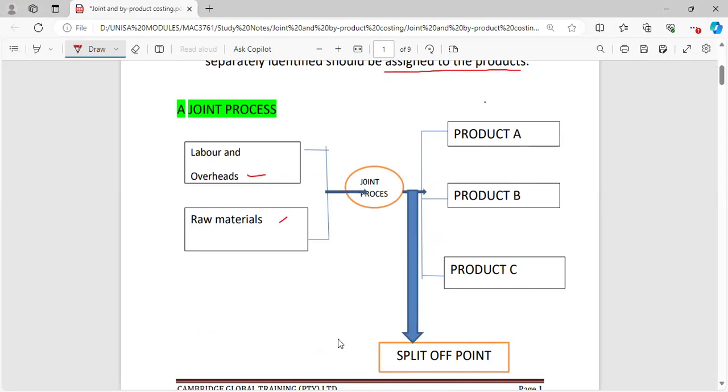So in joint and byproduct costing, we're trying to say this labor and overheads and raw materials which were fed into the process, the cost of this should now be allocated to these products. So in joint and byproduct costing, we are trying to find ways to allocate the joint cost to the products. So that's basically joint and byproduct costing.